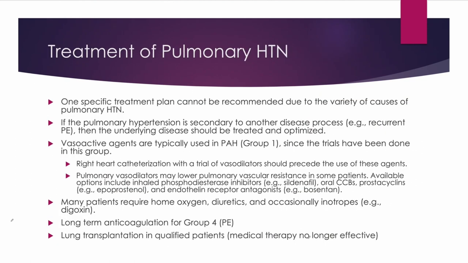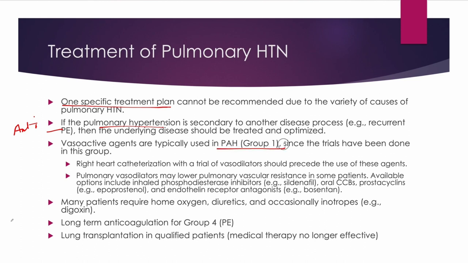Awesome. How do we treat pulmonary hypertension? Obviously, because there are so many different causes, one specific treatment plan is not going to be feasible. Each one requires tailored treatment. If the pulmonary hypertension is secondary to another disease, like recurrent PEs, that should be treated. So anticoagulation, more chronic anticoagulation, things like that.